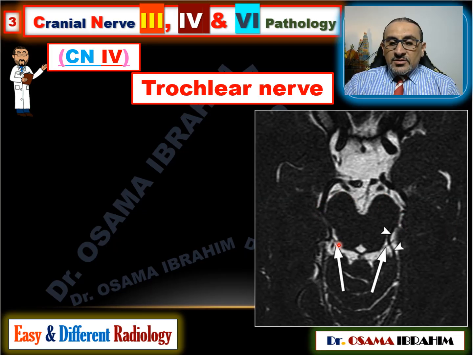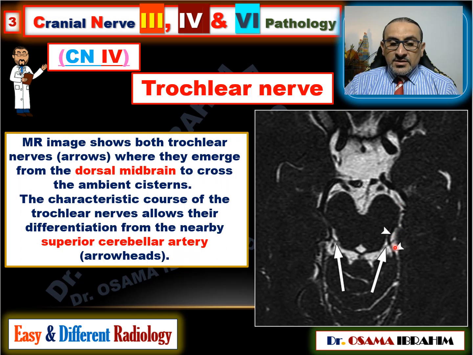This is again the midbrain. Two cranial nerves arise from the midbrain: the oculomotor nerve, cranial nerve 3, and the trochlear nerve, cranial nerve 4. So if we want to search for the trochlear nerve, search posteriorly and dorsally like this, where it passes through the ambient cistern. And again, this one is the superior cerebellar artery. The superior cerebellar artery passes posteriorly, and over it the nerve passes anteriorly through the ambient cistern towards the superior orbital fissure. So this one is the trochlear nerve, or cranial nerve number 4.